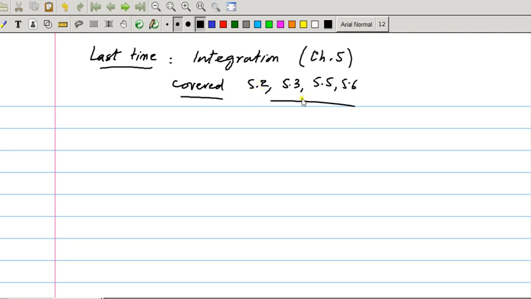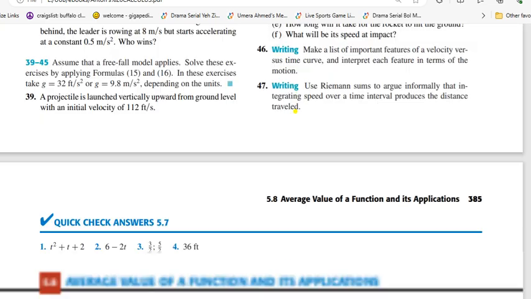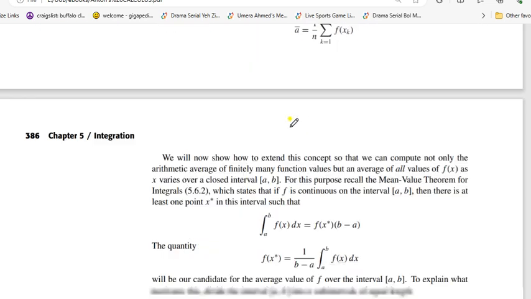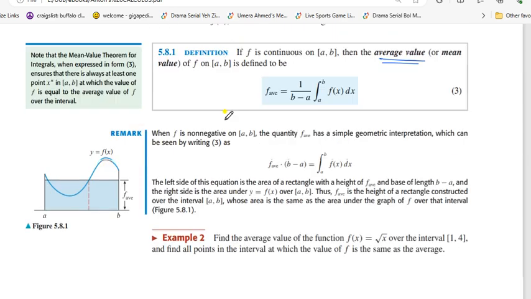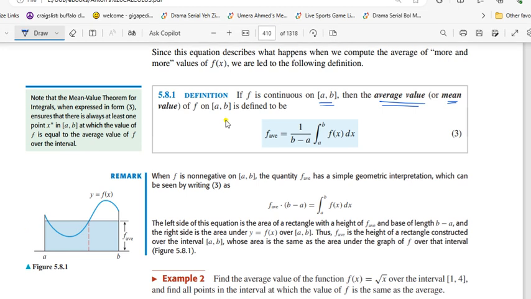So now we are moving on to some applications. So I'm skipping 5.7, this one, 5.8 is the average value of a function, and we can just go directly to this definition which is written here, page 386. If f is a continuous function on [a, b], then the average value, also known as mean value, mean is used for the average, is defined to be this one.